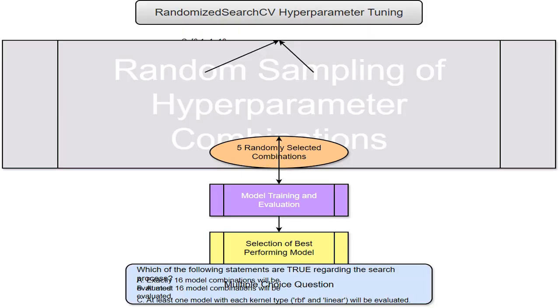Because we've set n_iter equals 5, RandomizedSearchCV will randomly pick 5 combinations of the C, gamma, and kernel parameters from the entire parameter grid. The selections are completely random. It's like drawing 5 lottery tickets from a large pool of potential winners, where each ticket represents a unique set of hyperparameters.